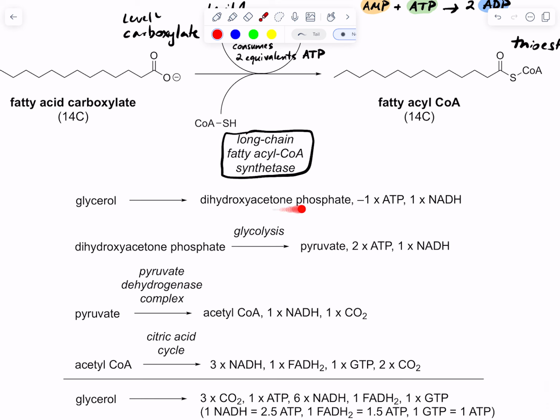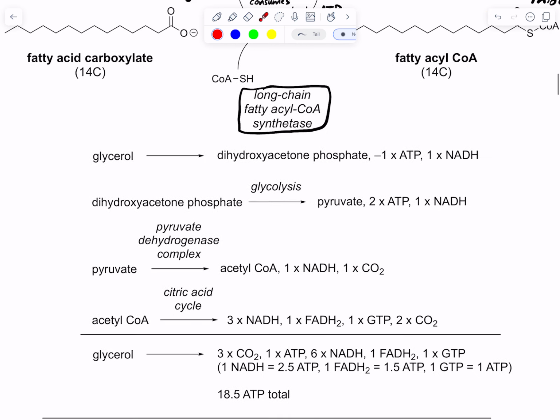Then I went back to the glycolysis handout, and I noticed that starting with dihydroxyacetone phosphate, as you go from there to pyruvate, you're going to make 2 ATPs and get 1 NADH. Now that's different from the overall balance from glycolysis, because glycolysis starts with glucose. We're just starting with dihydroxyacetone phosphate here. Then from pyruvate, we go through the pyruvate dehydrogenase complex to get CO2, acetyl-CoA, and 1 NADH. And then acetyl-CoA goes through the citric acid cycle, gives you 3 NADHs, 1 FADH2, 1 GTP, and 2 CO2.